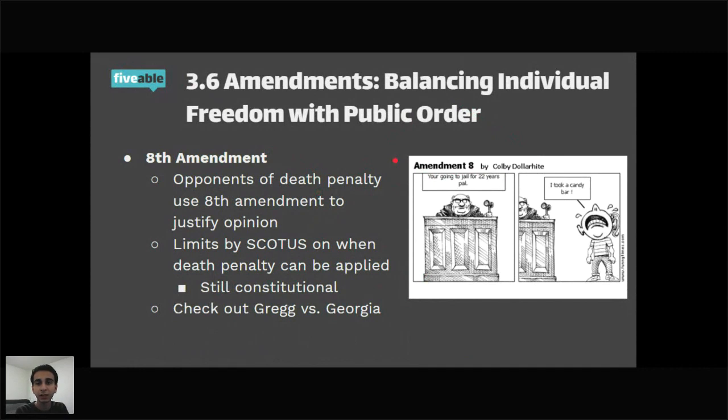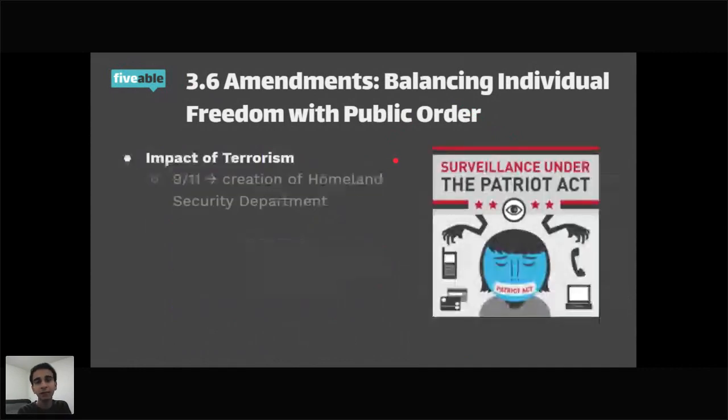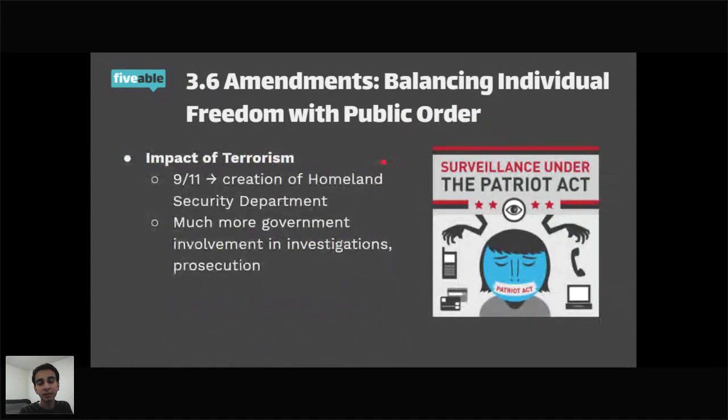So at the beginning of this standard, I said we're going to talk about the Eighth Amendment and then the Second and Fourth Amendment in terms of guns, and then Fourth Amendment in terms of privacy. So like I said, after 9/11, we had a huge increase in the power given to the federal government. So there was a creation of the Homeland Security Department. That was part of the president's cabinet, and of course still is today. There was much more government involvement in investigations and prosecution of suspected terrorists, etc., in the United States.